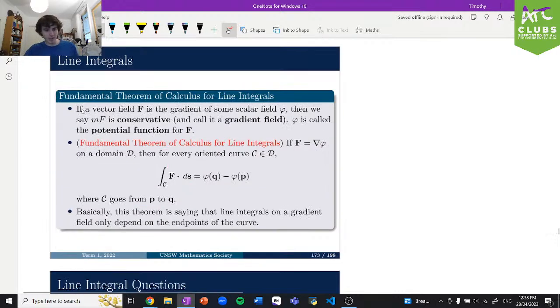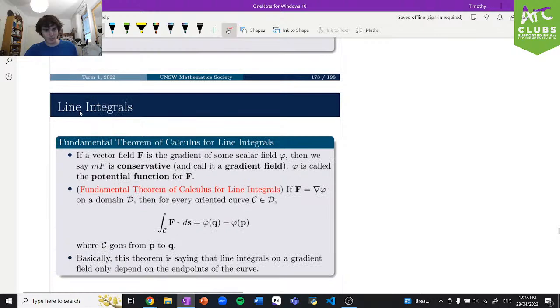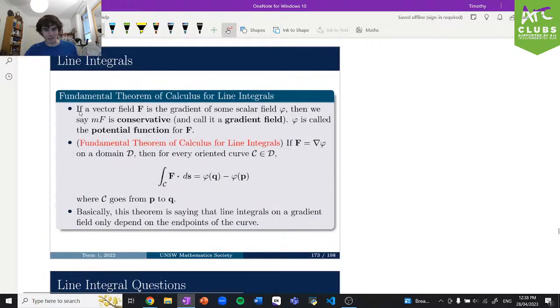That brings up a quick point, which is that being able to quickly recognize whether or not a function is the gradient of another function is a fairly nice skill to have in this course, because it will allow you to really rapidly answer questions like this.